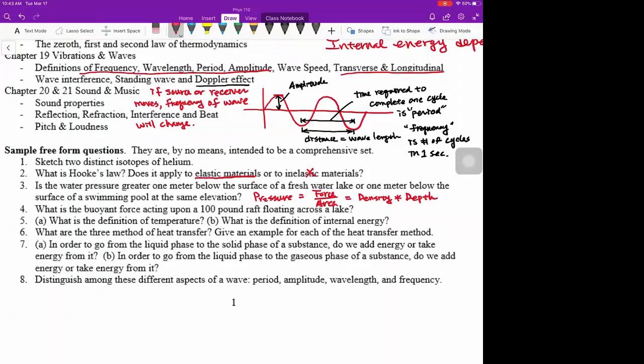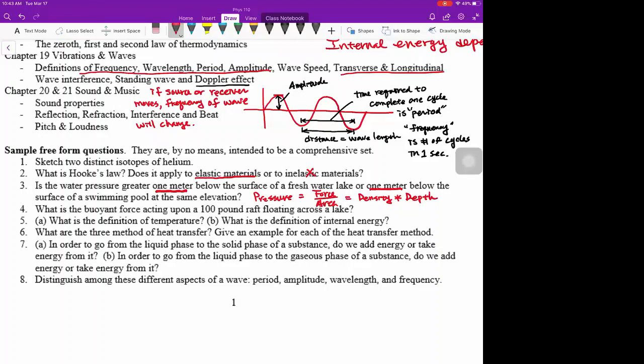Two situations, one is the lake and the other one is the swimming pool. Both of these are fresh water, so their density is the same. What about the depths? Well, it's 1 meter below, and the other one is also 1 meter below, so they are the same depths. So their pressure should be the same because the density is the same and the depth is the same.